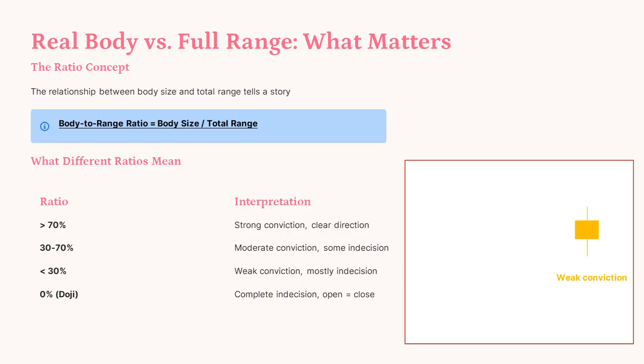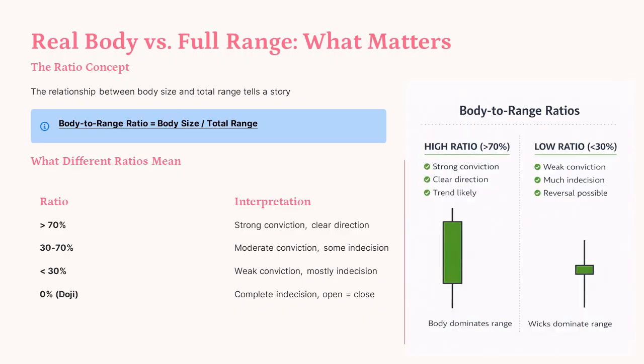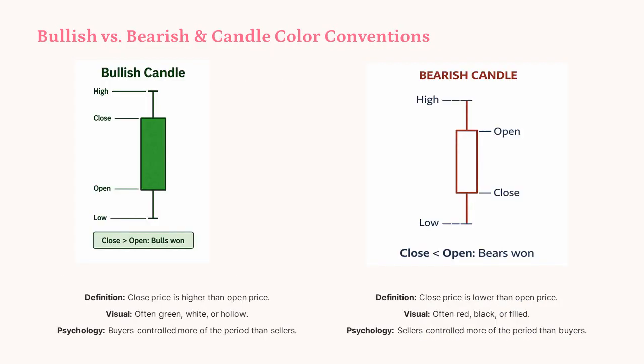This shows weak conviction. A 0% ratio, a doji, means the open and close were equal. Complete indecision. Neither side won. This ratio helps you distinguish between a decisive victory and a messy, contested one. Two candles can both be bullish, but one with an 80% ratio shows much stronger conviction than one with a 30% ratio. Let's cover the most basic distinction: bullish versus bearish candles.